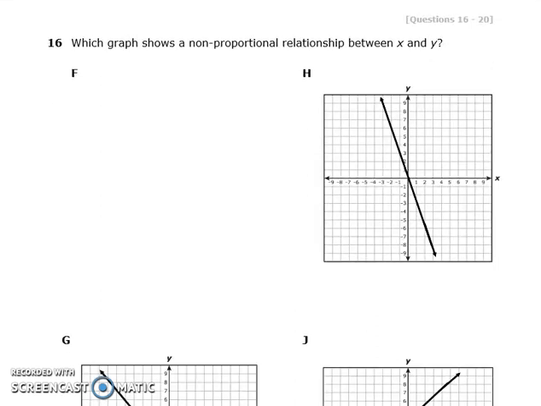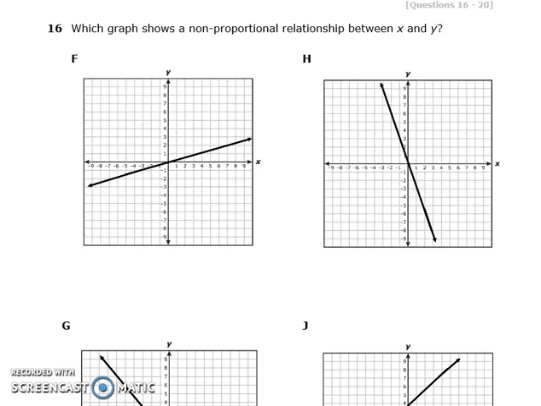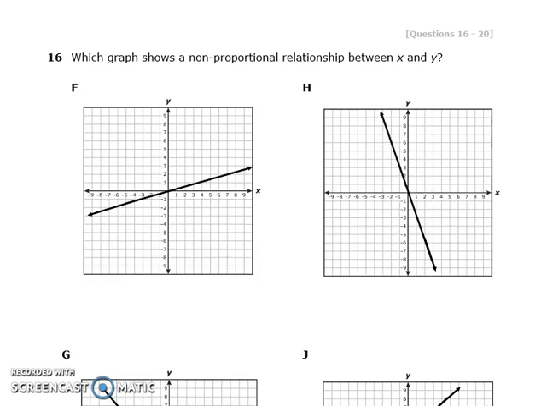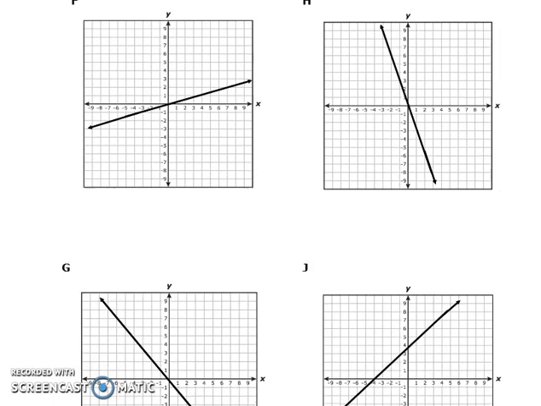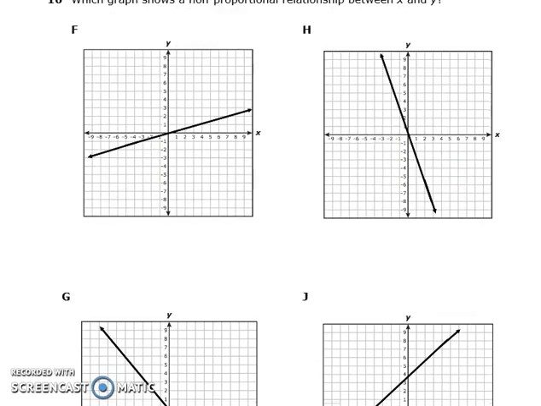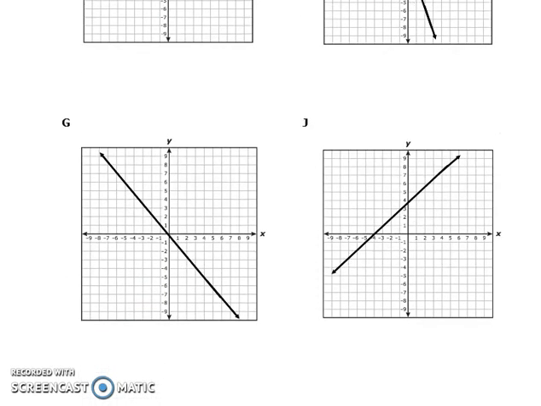Number 16. Which graph shows a non-proportional relationship between x and y? F, H, G, or J?